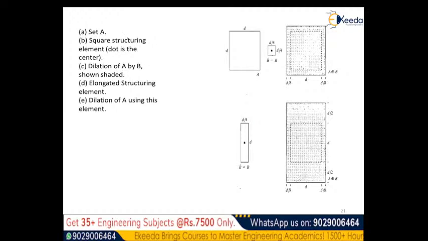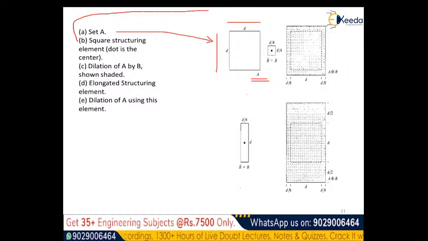Now you see this is the set A with square shape. The dimensions are shown as small d by small d. This is the set A, and now it has to be dilated with the help of the structuring element, which is also of square shape. The dimensions are d by 4, d by 4, and the reflection B cap is represented by B here. At the center you see the dark dot, which is the origin of the structuring element.